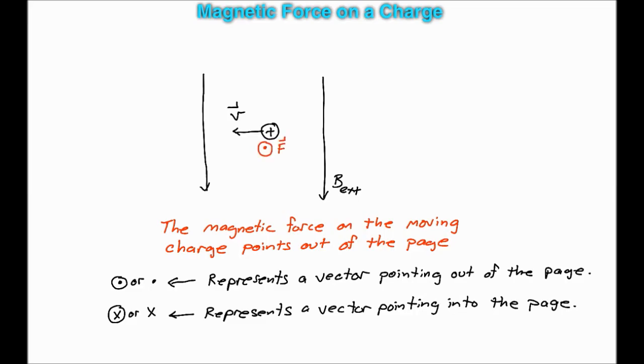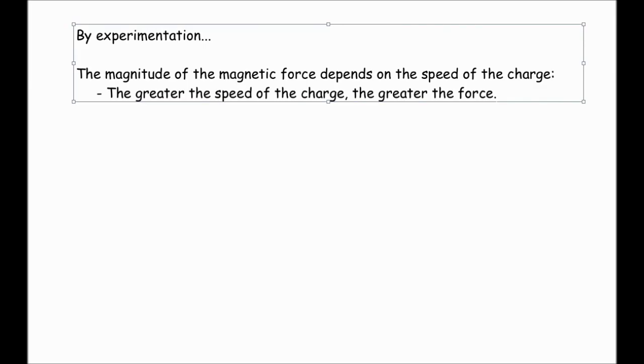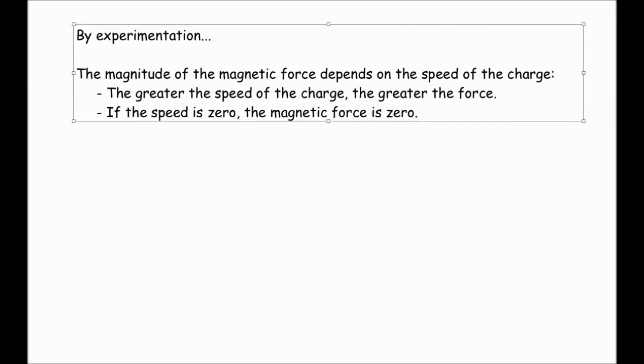So now, how do we determine the magnitude and direction of the magnetic force? Let's start with the magnitude. By experimentation, the magnitude of the magnetic force depends on the speed of the charge. The greater the speed of the charge, the greater the force. And if the speed is 0, the force is 0. And also the magnitude of the magnetic force depends on the angle between the direction of the magnetic field and the velocity of the charge.